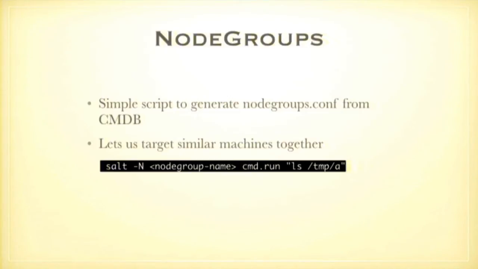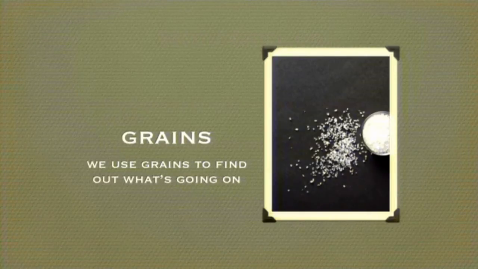Let's say you have a node group called app, which has all the application web servers. Somebody can do something like salt -N app cmd.run something. So you can target all the machines that are similar very easily. We use this. We also use custom grains.